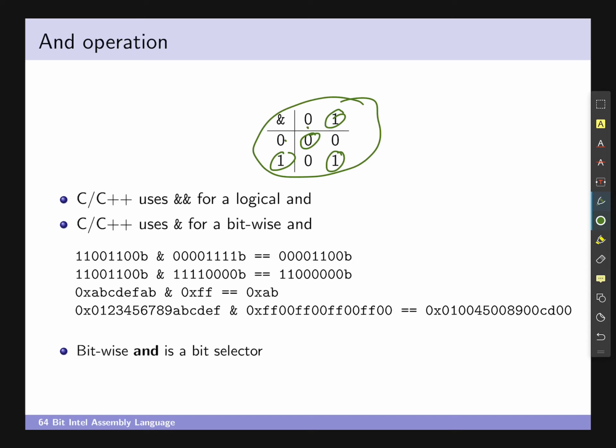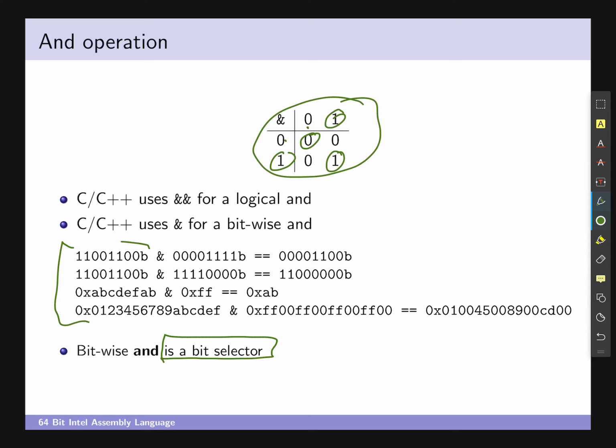The biggest thing I want you to take away from how to use the AND operator, apart from what the semantics of the instruction look like, is its intent. You can think of a bitwise AND as simply ANDing together two bit strings, but the common way it's interpreted is that AND is a bit selector. So what do I mean by a bit selector? Let's look at these examples over here.